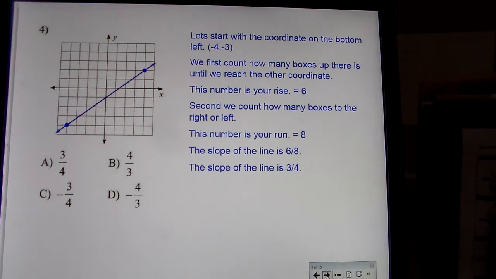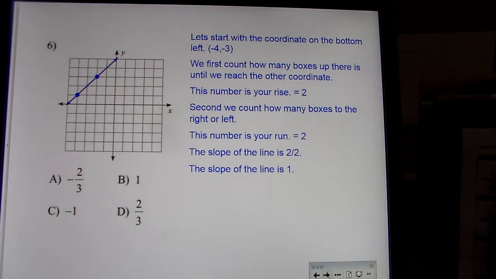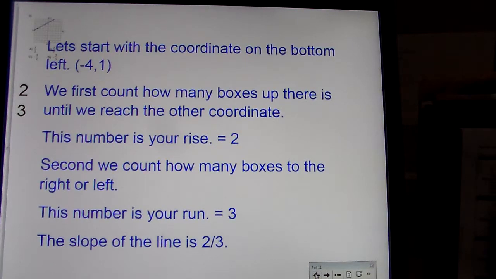Problem number 4, it's still a positive slope. Problem number 5, you're also still going to have a positive slope. And problem number 6, you're also going to have a positive slope. So, it's your job to do problems 4, 5, and 6 on your own.